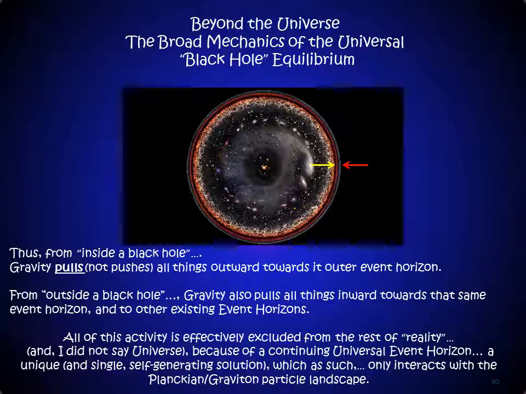Thus, from inside a black hole, gravity pulls all things towards the event horizon. From outside a black hole, gravity pulls all things inward towards that same event horizon, and gravity is pulling that black hole as a whole to other event horizons. All of this activity is effectively excluded from the rest of reality. And I didn't say universe, because of a continuing, unique, and single self-generated solution, which as such only interacts with the Planckian graviton particle landscape, an internal transcendent interaction based on the event horizon interactions between particles and the universal event horizon.